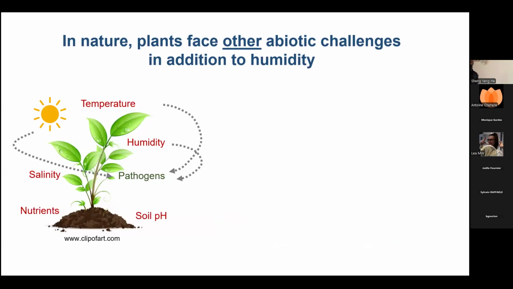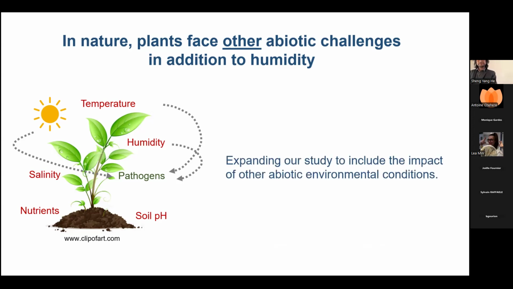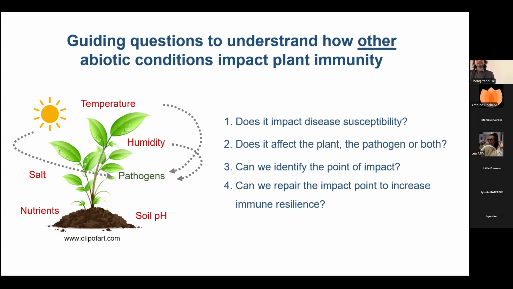Obviously, in nature, plants experience other abiotic stresses. So we have projects working on temperature, salinity, nutrients, and also pH. This is a growing area in my lab right now. I try to see whether any of them have an effect on disease progression. So we are pursuing four questions. First, we have to know whether these other abiotic conditions actually affect disease susceptibility. If you read the literature, it's not really clear, and the conditions people use vary, so we need more work to refine these conditions.